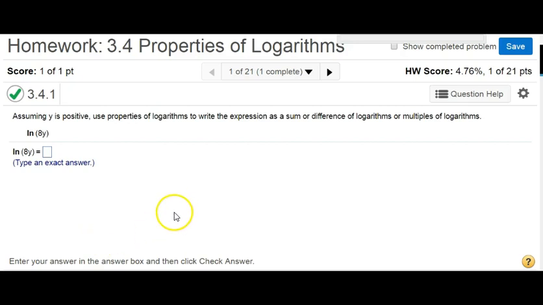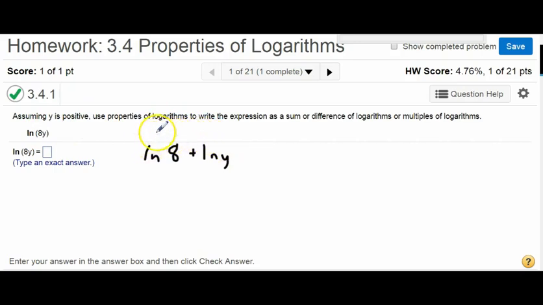And one of the most common examples is to use the properties of logarithms to write a single log as a sum or difference of multiple logarithms. So the first thing I'm going to recognize on this one is that I have a natural log of 8 times y, which means I could split that up as the natural log of 8 plus the natural log of y. So I'm using the first property where I showed you that when two things are being multiplied, you can break it up as two different logarithms being added together.